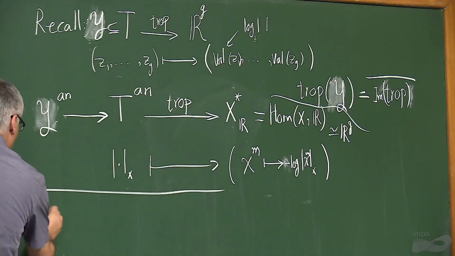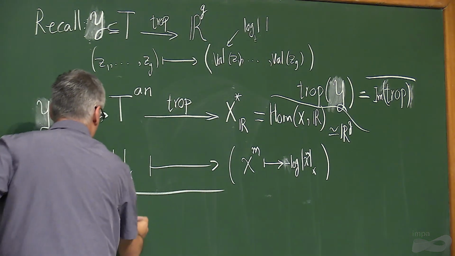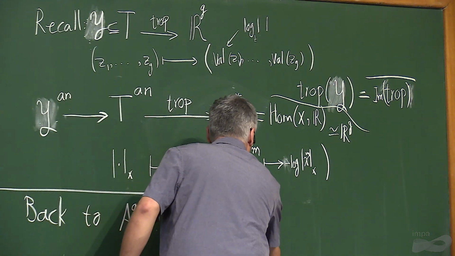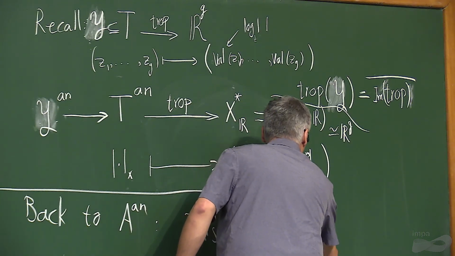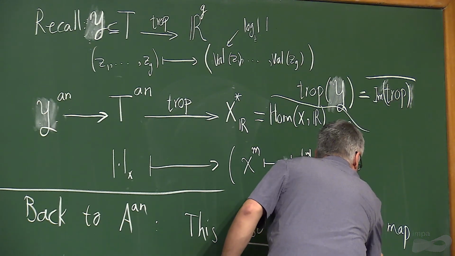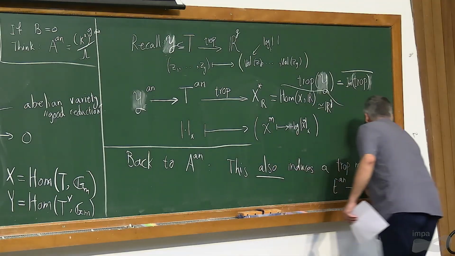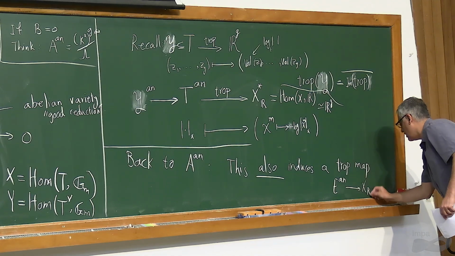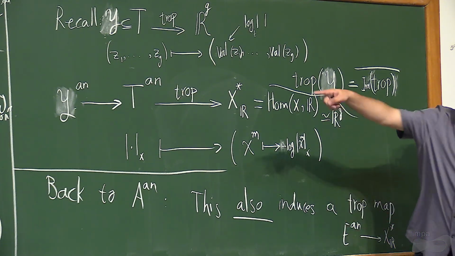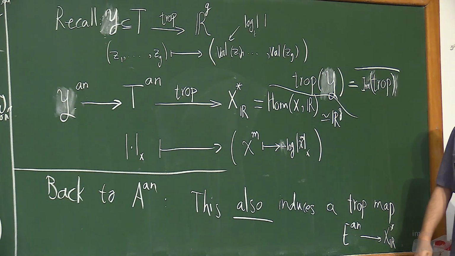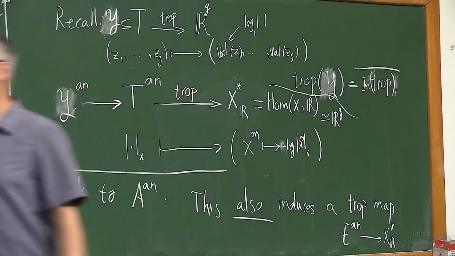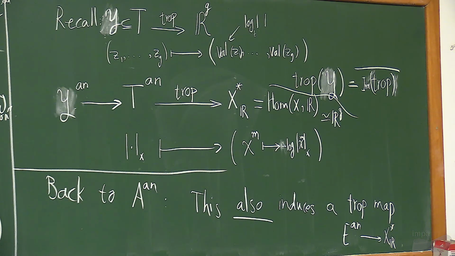So back to the previous board, back to A^an, this also induces a trop map from E analytification to real numbers, or X tensor R star. Okay? I told you how it works on the T part of it, and I'm saying the B part goes to 0. And I've been encouraging you to think of B as being 0, which means that you're good to go. You already know T. Okay.